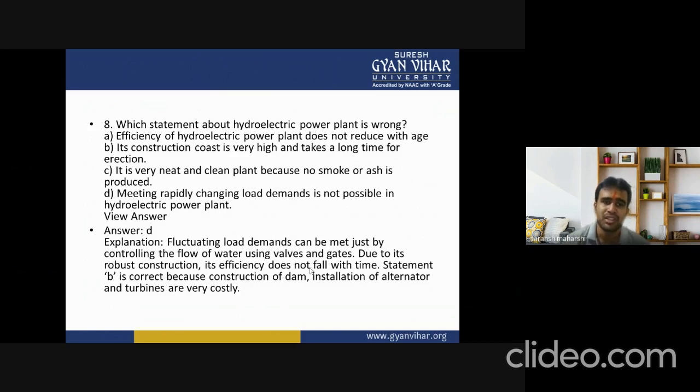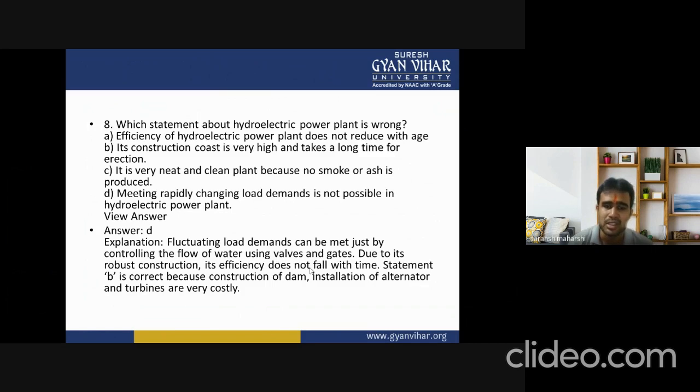Which statement about hydroelectric power plant is wrong? Option A, efficiency of a hydroelectric power plant does not reduce with age. Option B, its construction cost is very high and takes a long time for erection. Option C, it is a very neat and clean plant because no smoke or ash is produced. And option D, meeting rapidly changing load demands. It is not possible in the hydroelectric power plant. So the correct answer is option D.